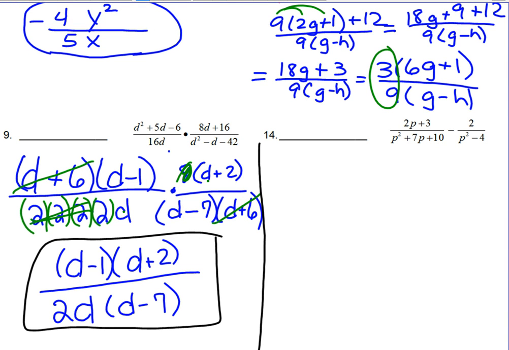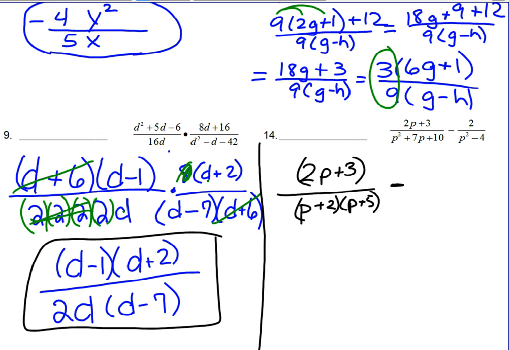Let's look at 14. Numerator, now, I have to really realize something. 14 is different. I'm back to subtraction. I'm no longer doing multiplication. I'm at subtraction. So my first step is still see where I can factor. So here I have this. I can't factor. I have p. I can factor p plus 2, p plus 5.